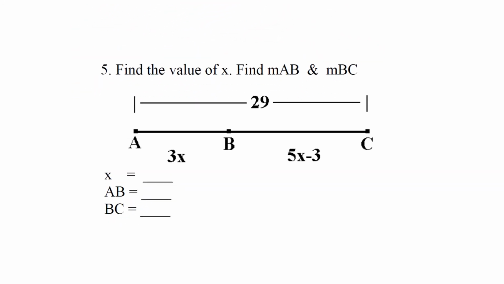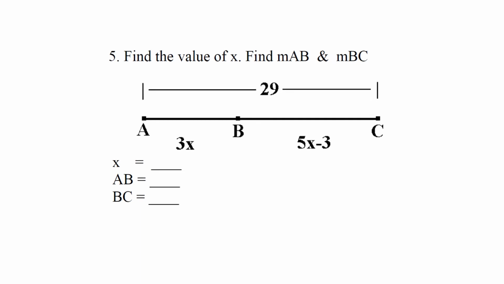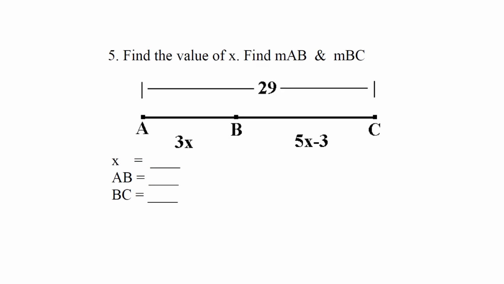Okay, number 5. So we're looking for the value of x here. We're going to need to set up an equation to solve for x. The way I think is best to do this is to write out this statement. If you take AB, that's the distance from here to here, and we add to that BC, which is from here to here, when you add those two up, AB and BC, it equals the length of the whole segment AC.